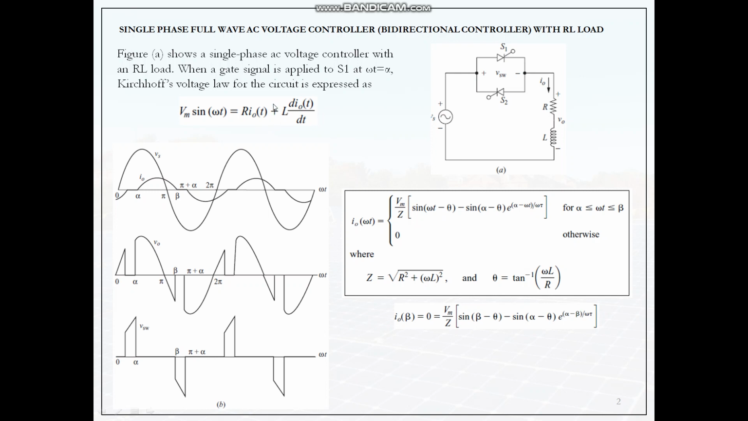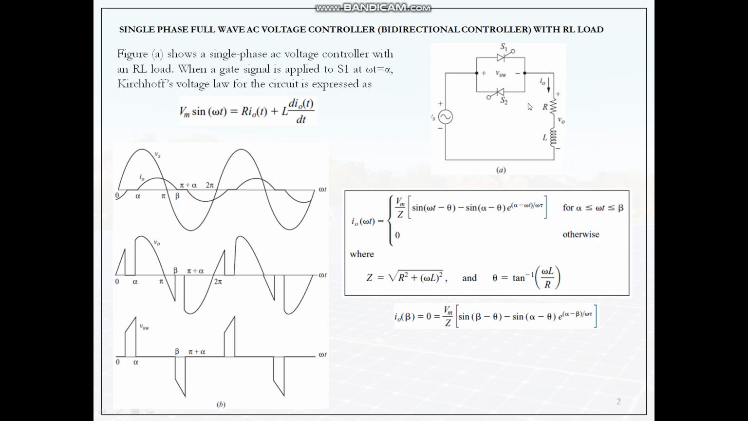Here the current is actually a function of time, that's why I have written i0(t). This is the drop in the resistance, and this is the drop in the inductor. So this is a first order differential equation. You can see that we are having a pure sinusoidal waveform as input, which is having 50 hertz frequency. Whenever the thyristor is triggered at alpha, the current will start to flow.